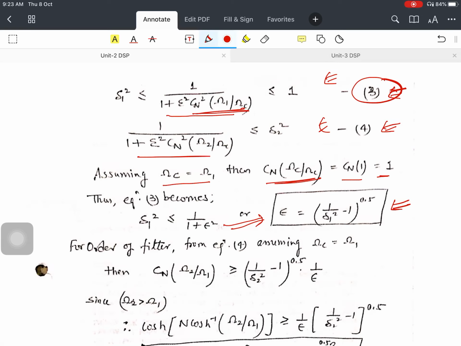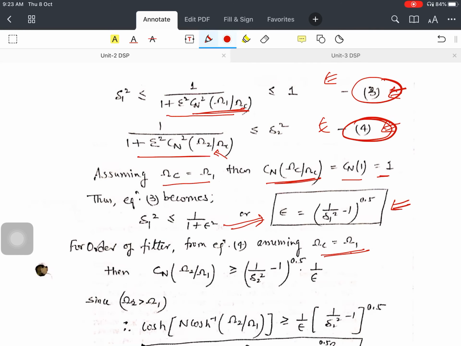Now for the order of the filter, from equation 4 we can assume Ωs equal to Ω1. If we talk about equation number 4, we have to calculate Ω2 upon Ωc. Now if Ωc equals Ω1, then Ω2 upon Ω1 is given by greater than or equal to (1 upon delta 2 square minus 1) to the power 0.5 into 1 upon epsilon.